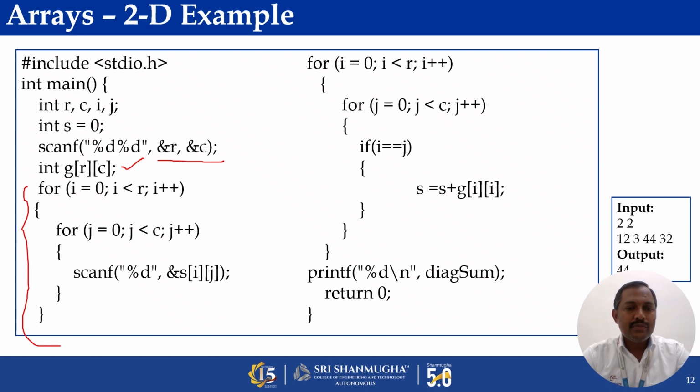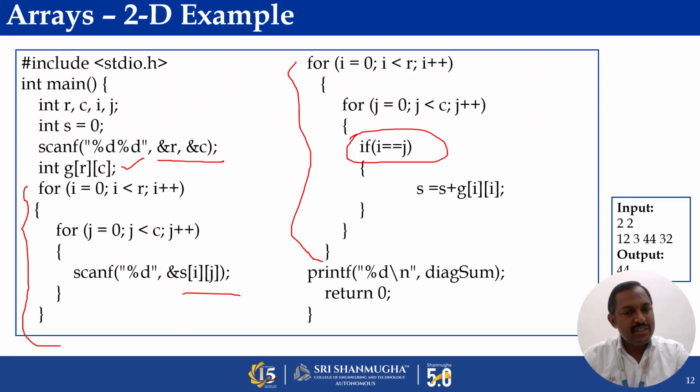Within this array the elements are going to be stored. Then next we are using a for loop. So once again we are accessing array elements. This is a 2 for loop. First we are using these 2 for loops to store array elements, whatever is given.